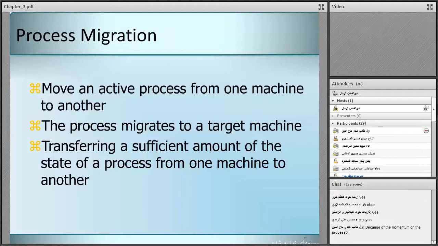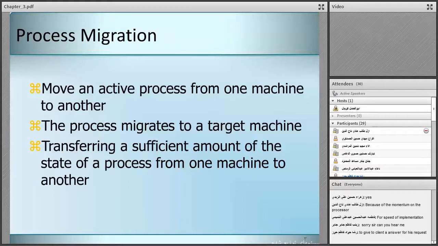Miss Zainab, are you there? Where is my translator? For a speed of implementation, I cannot hear you again. I cannot hear you. To give the client an answer for his request? No, no, it's not the reason.